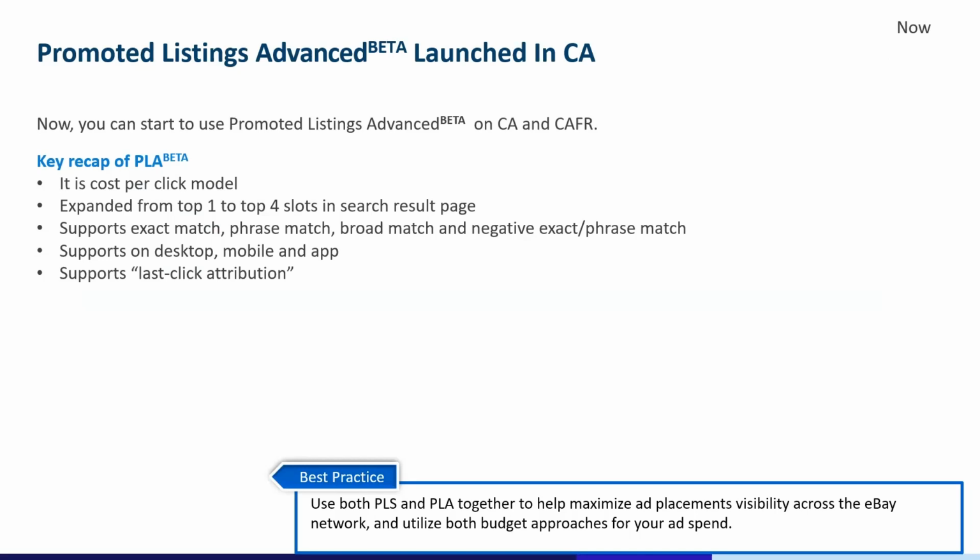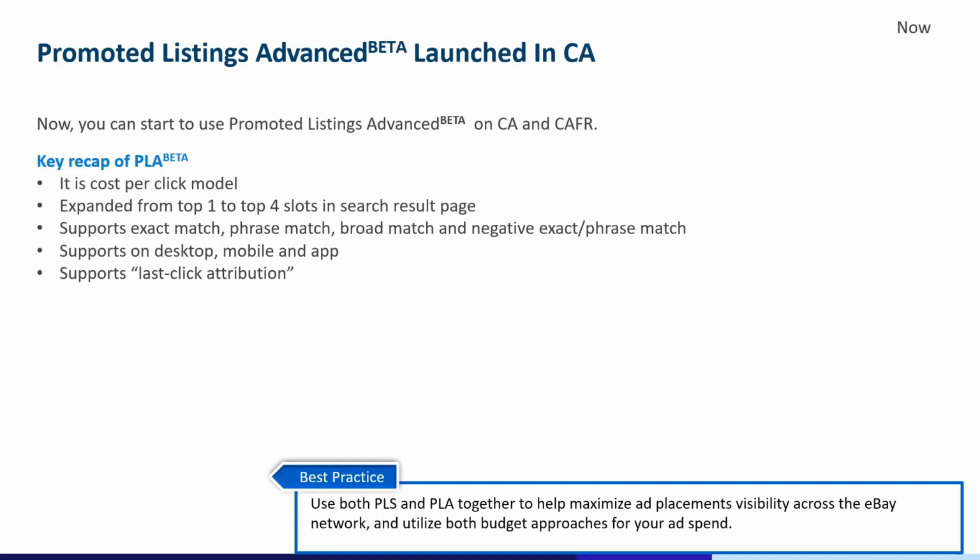Now, promoted listing advanced is expanded on Canada side. Some recaps about promoted listing advanced. Promoted listing advanced is a cost per click campaign type that allows you to drive traffic to your listing with preferred access to the top slots of search result using the keywords and budget controls. It's now expanded from top 1 to top 4 slots in the search result page.